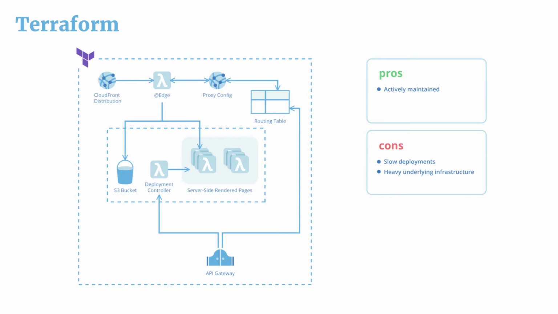The AWS services used include CloudFront to handle incoming traffic, a Lambda at edge function that acts as a proxy handler to route requests, an S3 bucket for static content storage, Lambda functions for serving the dynamic SSR pages, and an API gateway that balances traffic between the Lambda functions. The cost of this heavy underlying infrastructure is lengthy deployment times.